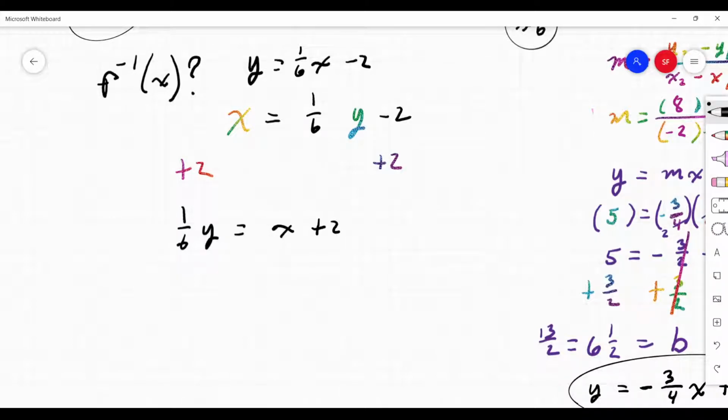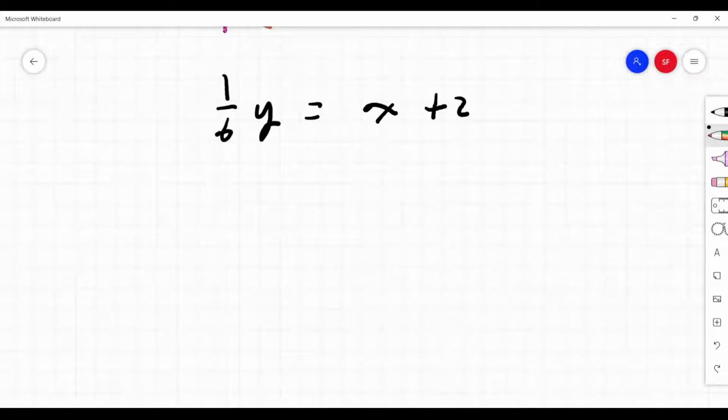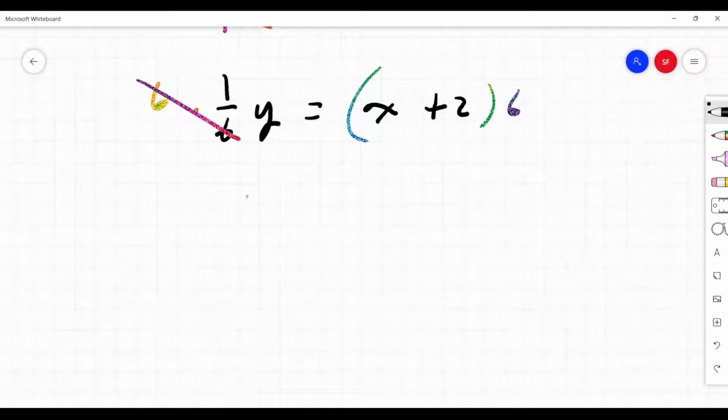Now what? Multiply 6 on both sides. Sounds great. So y equals 6x plus 12.